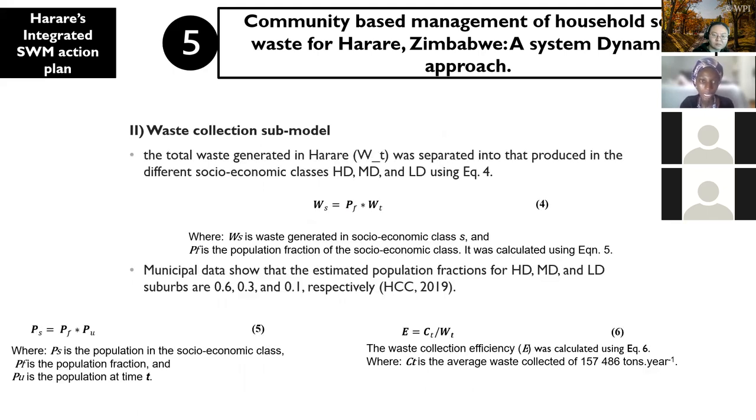So, this is how we calculated waste that is produced in each socioeconomic class, where this is the total amount of waste that is produced, and this is the fraction of the socioeconomic class in the city, where high density areas have the higher population fraction of 0.6 and then 0.3 for medium density. HD is high density, MD is medium density, and LD is low density, which has approximately 0.1 of the population. And then this is the waste collection efficiency, which was calculated from the average waste collected and the total amount of waste that is produced.